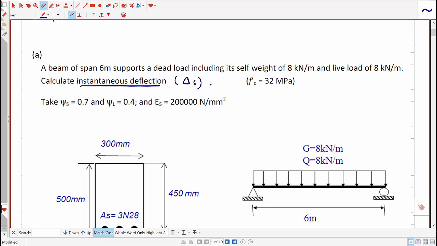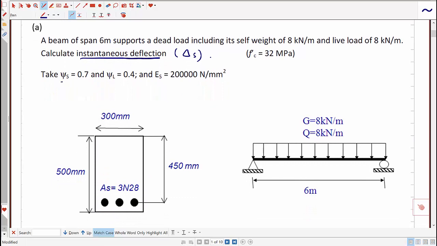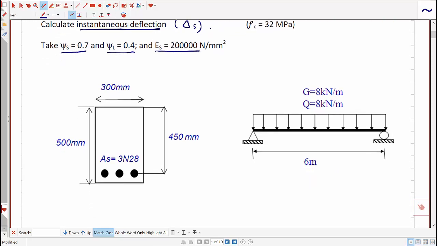And the characteristic compressive strength of concrete is 32 megapascal. Also, we are given that the short-term load factor is 0.7 and the long-term load factor is 0.4. Young's modulus of steel, as we know, is 200,000 megapascal. The cross-section of the beam is as seen here. The overall depth of the beam, big D, is 500 millimeter. The width of the beam is 300 millimeter. It has 3 N28 bar, so Ast is 3 N28 bars, and the small d, or the effective depth of the beam, is 450 millimeter.